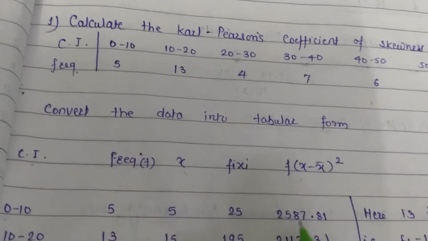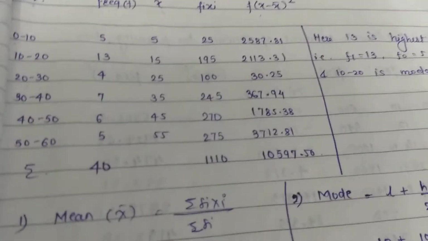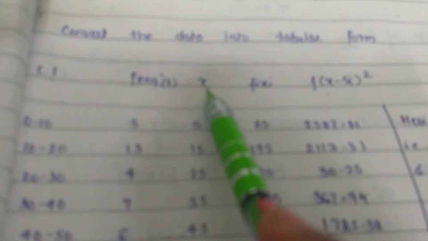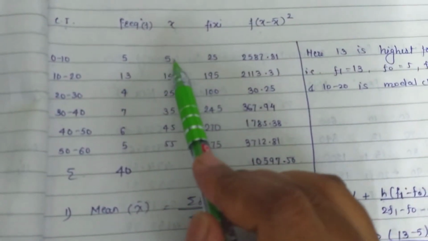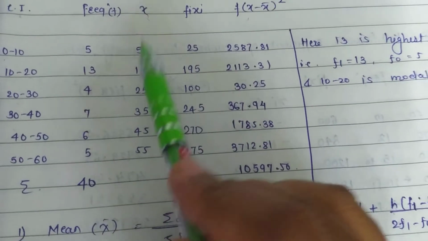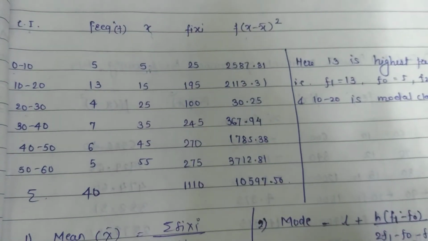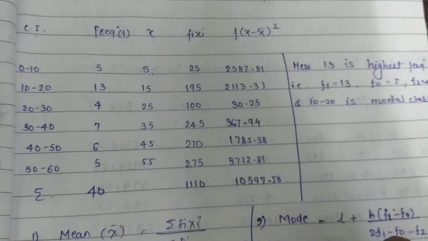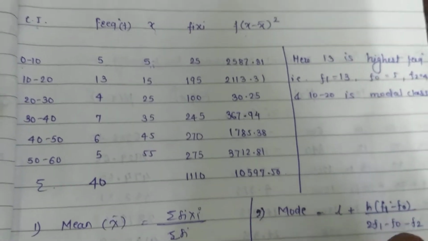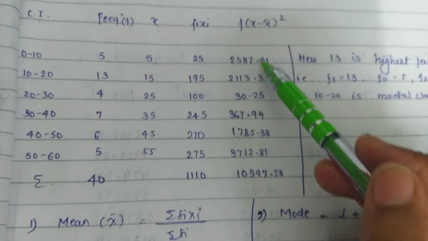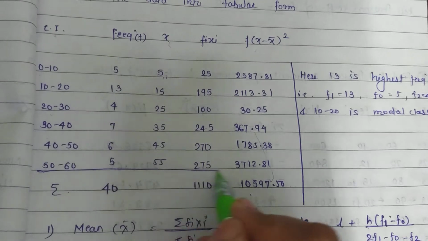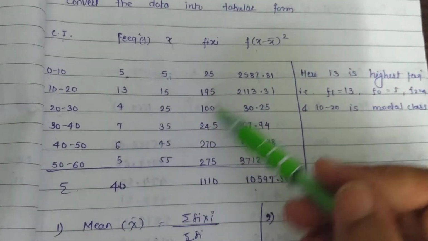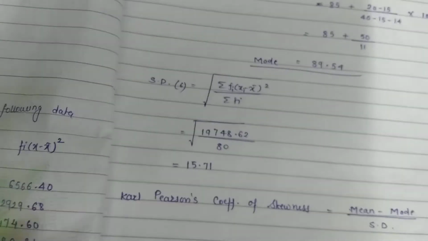So x bar value is 27.75. For each x value, the first x value is 5. So 5 minus 27.75, that is minus 22.75, its square, and into this f of 5. According to that I have taken all these values and taken their sum here. The last row is my summation row, so the frequencies addition, fi xi, and this value. According to that I have considered the values.